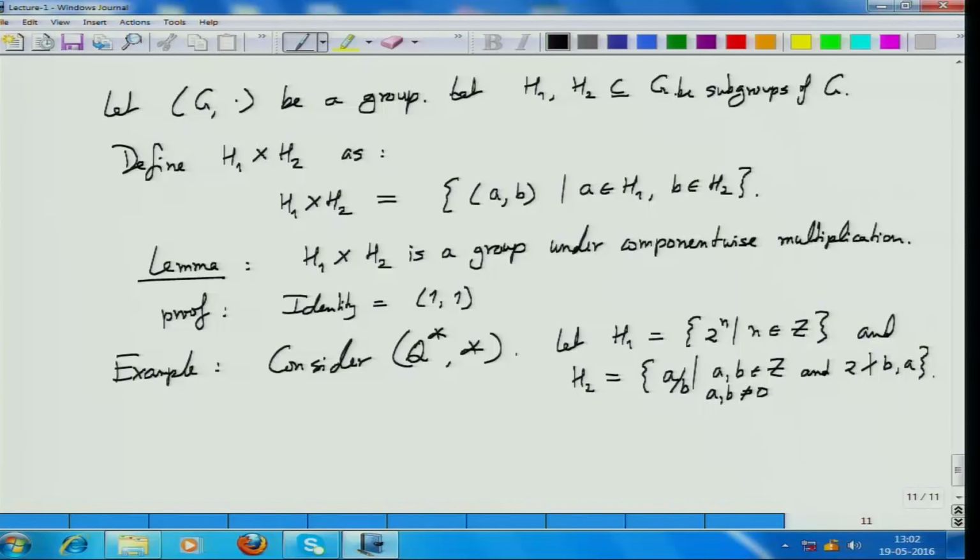What is H1 cross H2? It is the collection of pairs, 2 to the n times A by B, right?